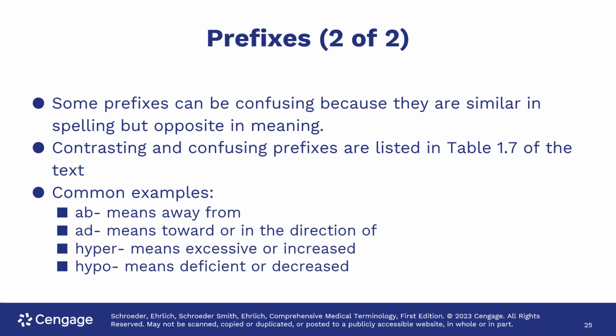This is where you can begin to see how important spelling is. If you spell something incorrectly, it can completely change the meaning of the word, which can completely change the information you are giving to another medical professional about a patient, which is pretty important. So paying attention to detail, as in all things, is especially important in the medical field. So, for example, AB means away, AD means towards, hyper means excessive or increased, and hypo means deficient or decreased.